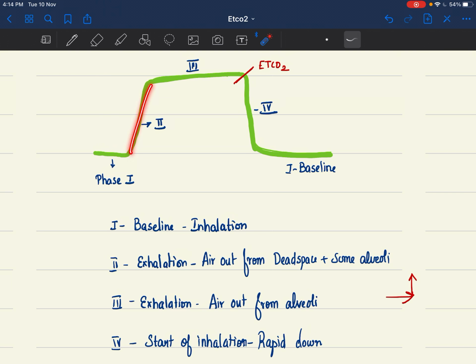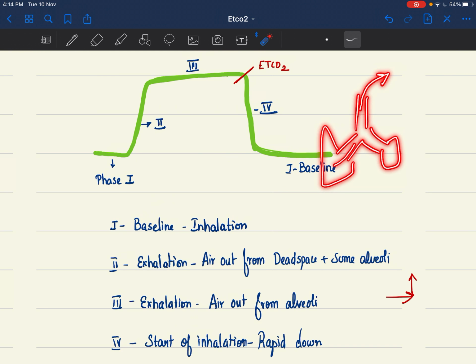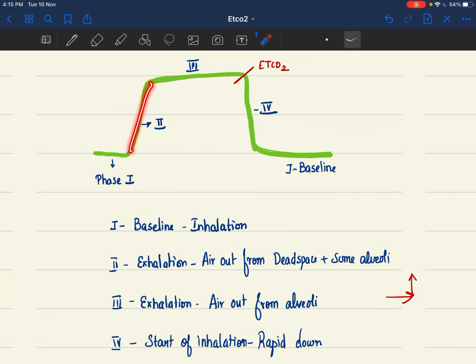Phase 2 represents exhalation. This exhaled air constitutes the anatomical dead space and some amount of alveolar gas. See, whatever stays up is going to go out first, isn't it so? So, whatever air is there in the airways goes first, then whatever is in the alveoli will start coming out next. This rapid upstroke represents anatomical dead space air and alveolar air, and phase 3 is only the alveolar phase. Carbon dioxide from alveoli alone is going to come out. That's why at the end of phase 3 you have your end tidal carbon dioxide, which actually represents the alveolar carbon dioxide that is present.